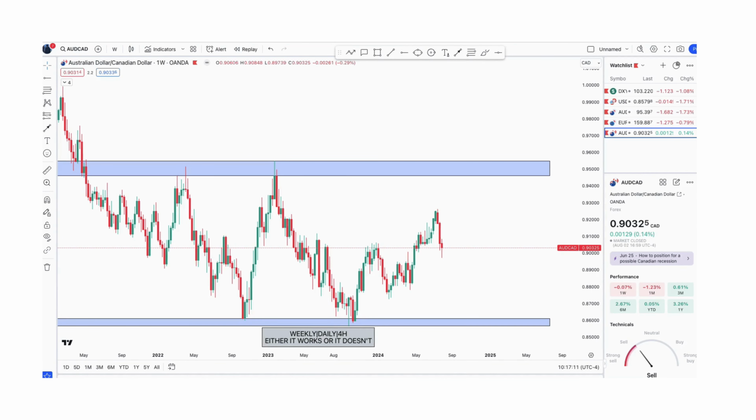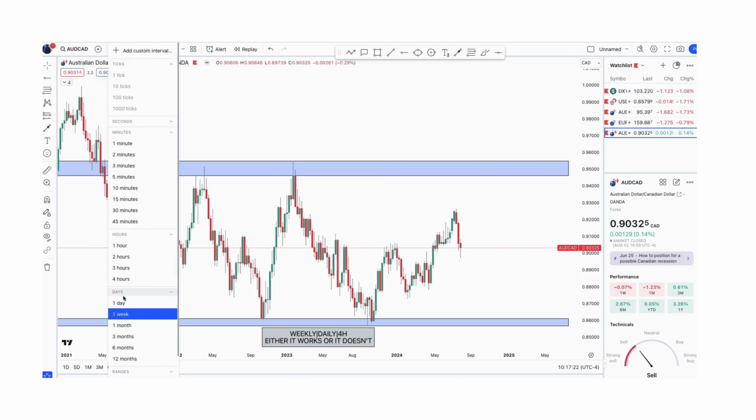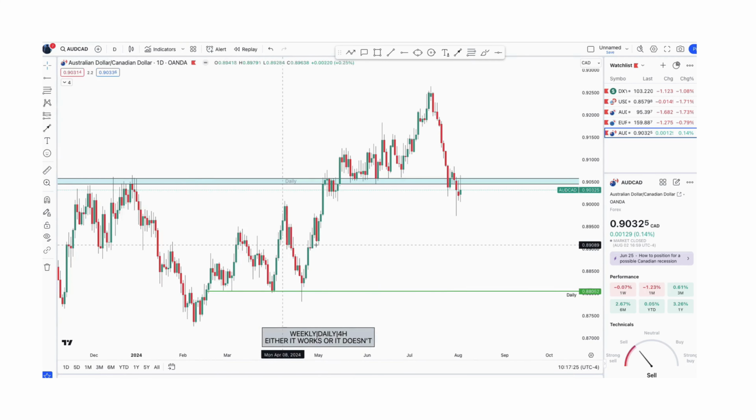And the very last pair I got for you guys this week is going to be AUD CAD on the weekly time frame. We can see that price is pretty much in a range at the range high up here, resistance, and the range low down here at the bottom at support. So drilled into the daily time frame and see what's actually happening on most recent time frames.